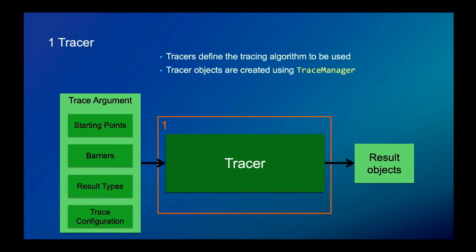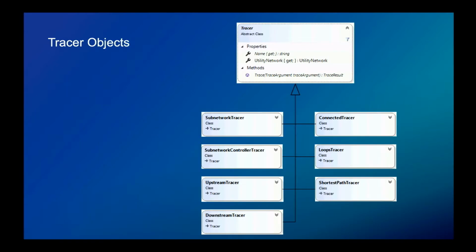So the tracers define the tracing algorithm to be used. You create a tracer object from a thing called the trace manager. This is kind of a common pattern. You ask the utility network object for a trace manager, and then that gives you a grouping of all of the tracing routines, kind of like Subnetwork Manager grouped all the subnetwork routines. So we have different tracer objects for each of the base traces that are in the system. There's a connected tracer, an upstream tracer, a shortest path tracer, and so forth.